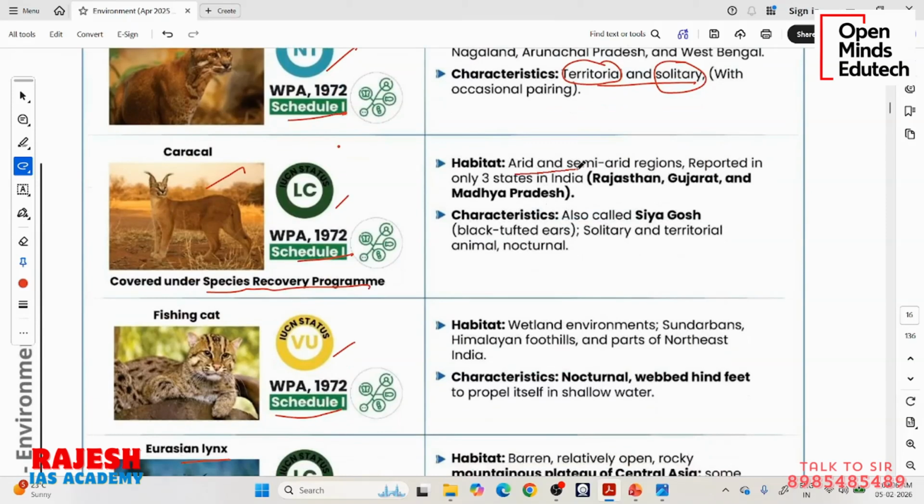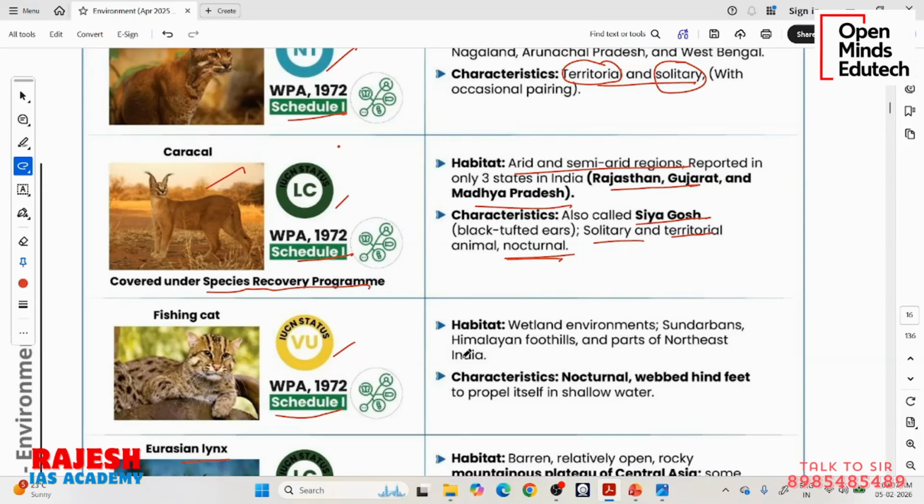Caracal, arid and semi-arid regions, okay, like currently seen in Rajasthan, Gujarat and Madhya Pradesh. It is also called Siya Gosh, okay, solitary and territorial as I told you, and it is nocturnal. It is a night hunting species, okay. It is awake during night times and sleeping during morning times.